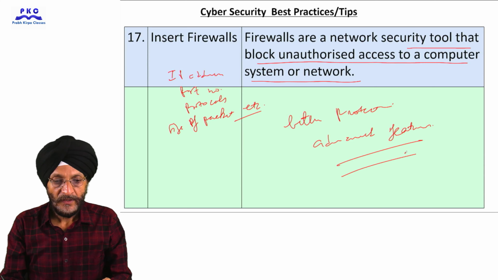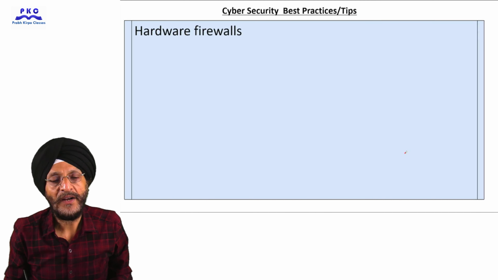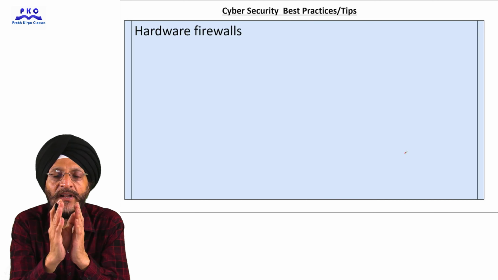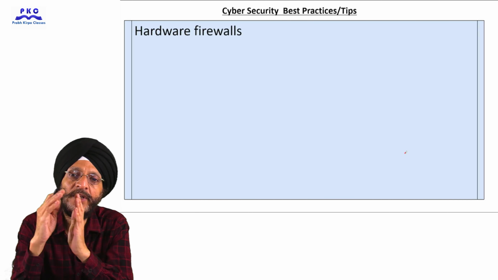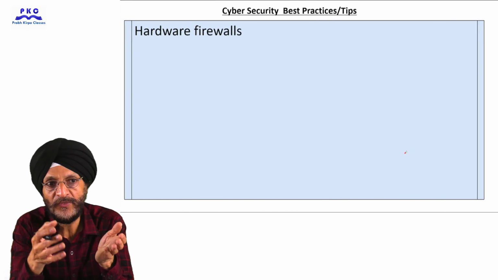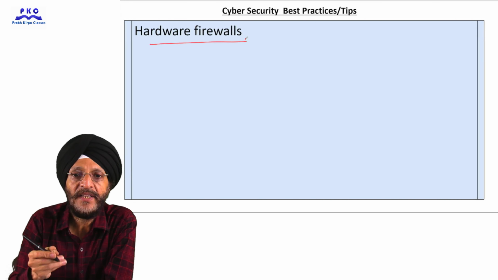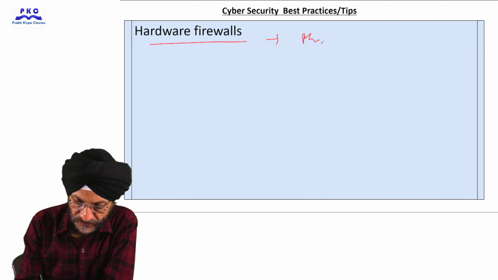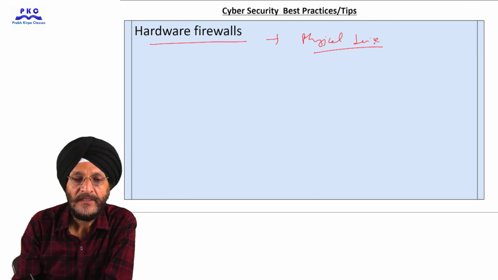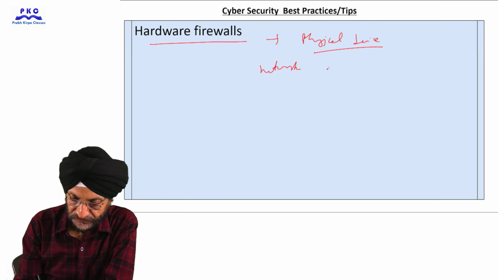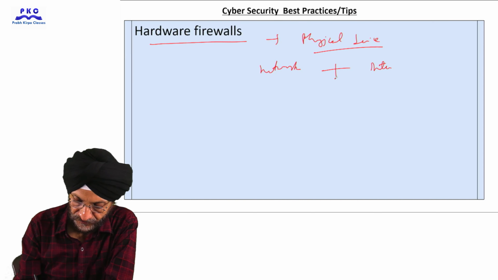Now, the next point is the hardware firewall. We have already discussed that a firewall may be in the form of hardware or it may be in the form of software. First, we discuss the hardware firewall. It is in the form of a physical device. It sits between your network and the internet. Here it sits.